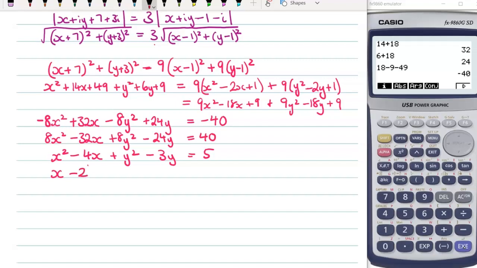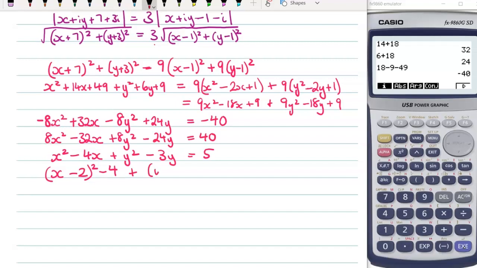So we've got x minus 2 all squared. Just have a think what that would give us. It would give us x squared minus 4x plus 4, which is almost what we want, but we've got an extra 4, so we take off that extra 4.